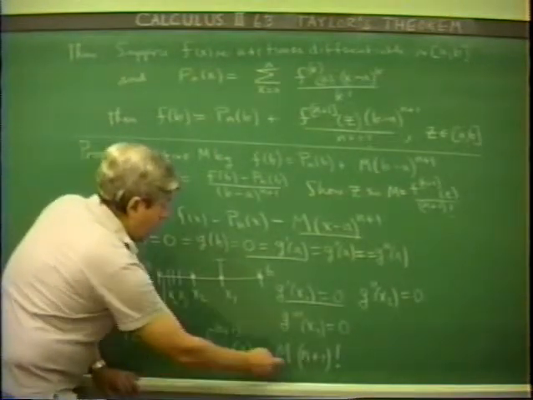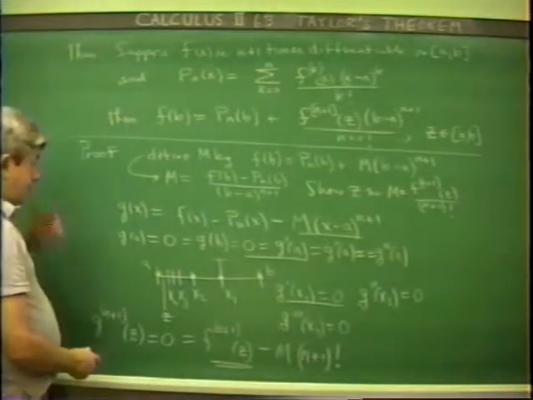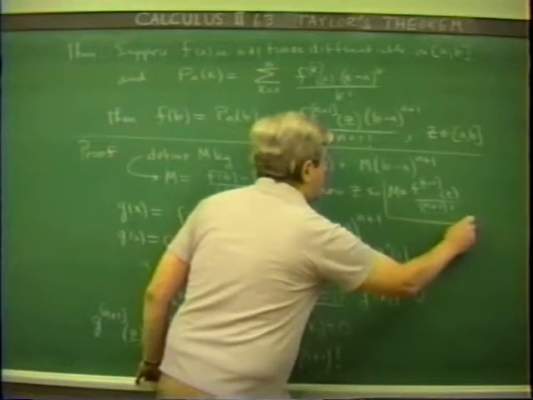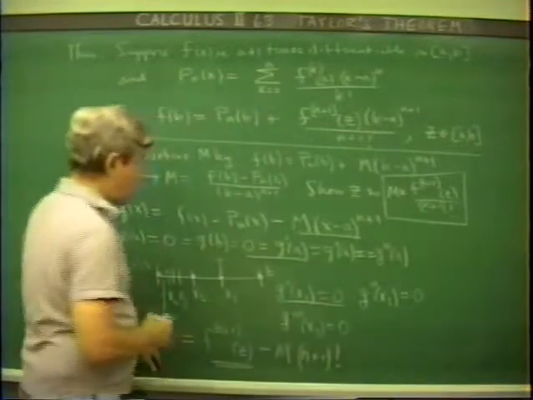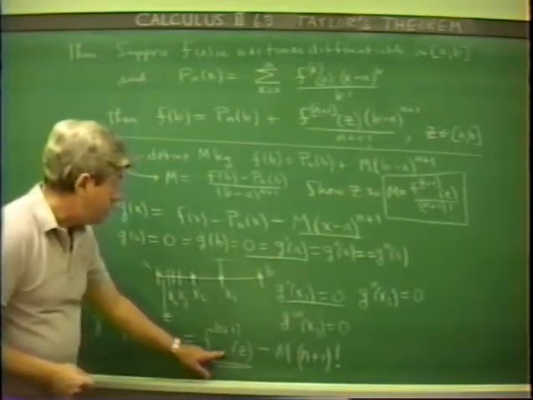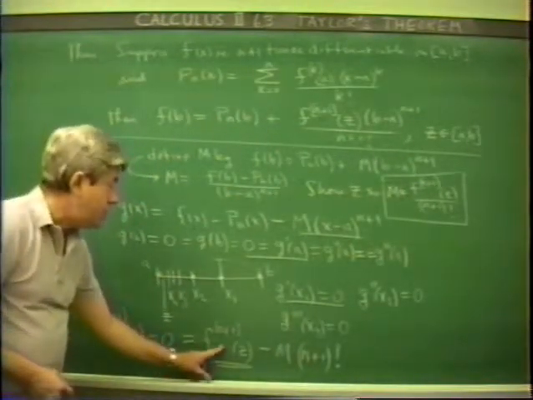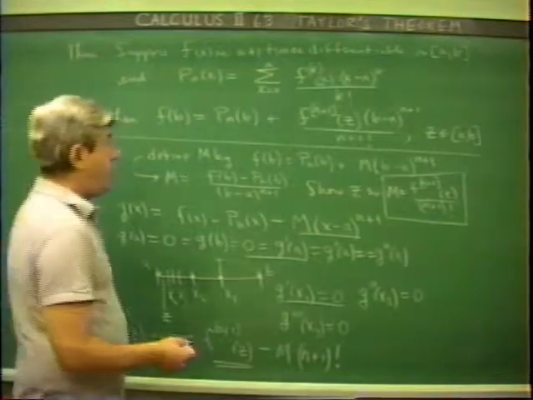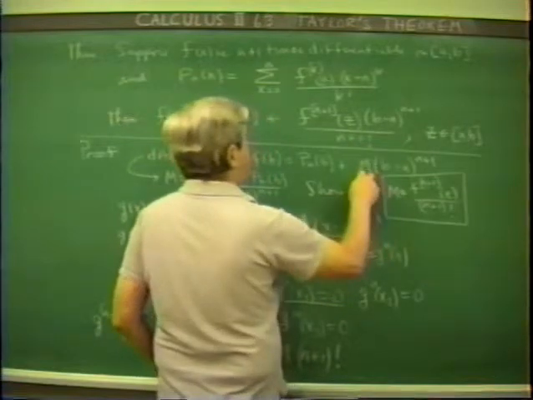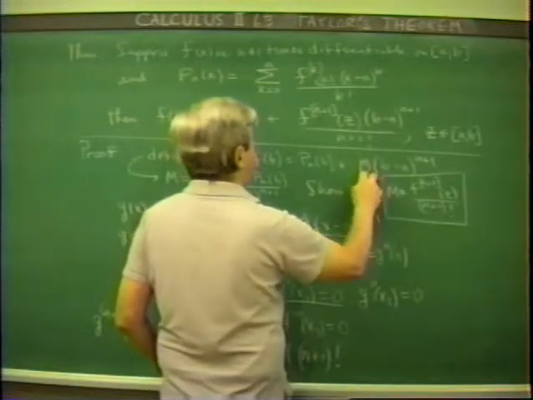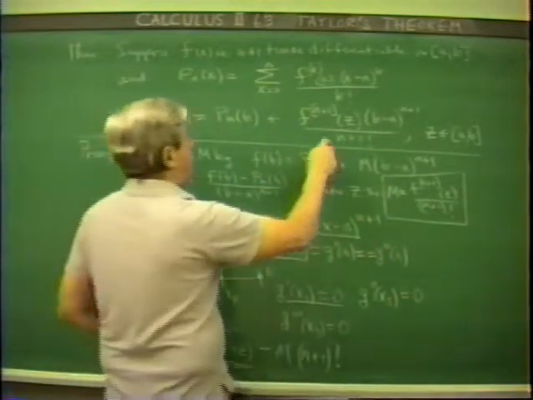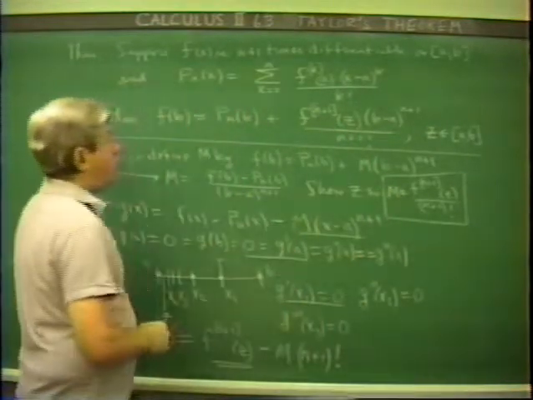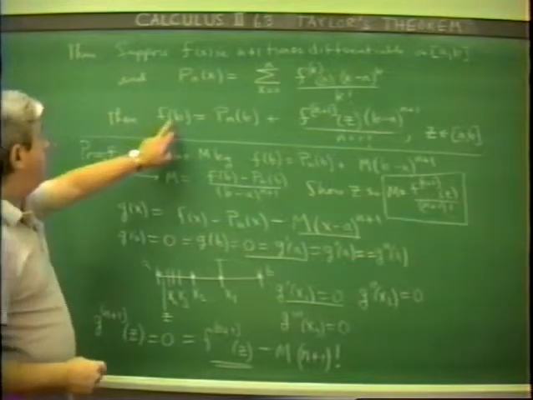And this says that at this point z, m is equal to, this is 0, so m is equal to the n plus first derivative at z divided by n plus 1 factorial. That's what we wanted to show. If we just called this quantity m here, then it would be equal to the n plus first derivative at z over n plus 1 factorial.